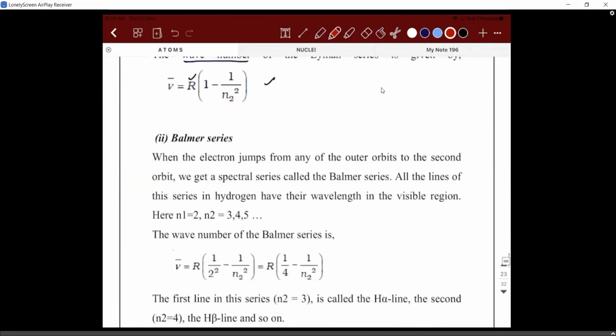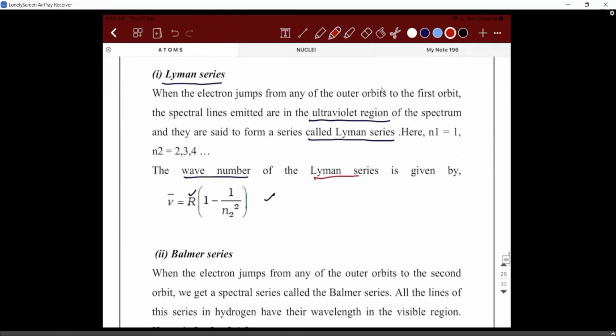Now you will be able to understand it better. So now it is very simple. See, the wave number of the Lyman series, nu bar is equal to R into 1 by, what is the value of n1? For the Lyman series, the electron has to jump from a higher orbit to the first orbit. Right? n1 is equal to 1. So R into 1 by 1 square minus 1 by n2 square. Right?